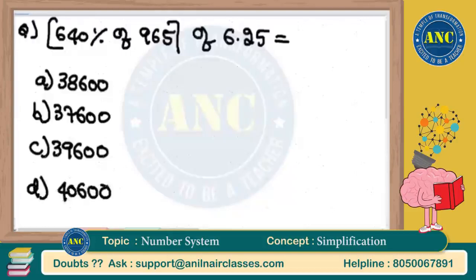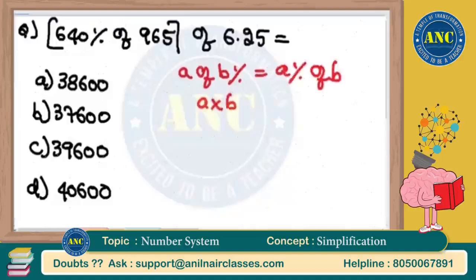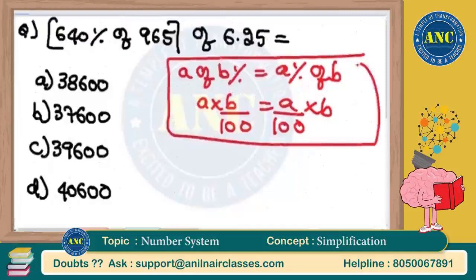640 percentage of 965 of 6.25. Now see here. Such an easy question. Single step answer, you will get it. A percentage of B is nothing but B percentage of A, which you know. B percentage is B by 100. A percentage is A by 100 into B. Both are same. A of B percentage is A percentage of B. Remove this percentage. It is 640 into 965 into 6.25 percentage. Over answer.